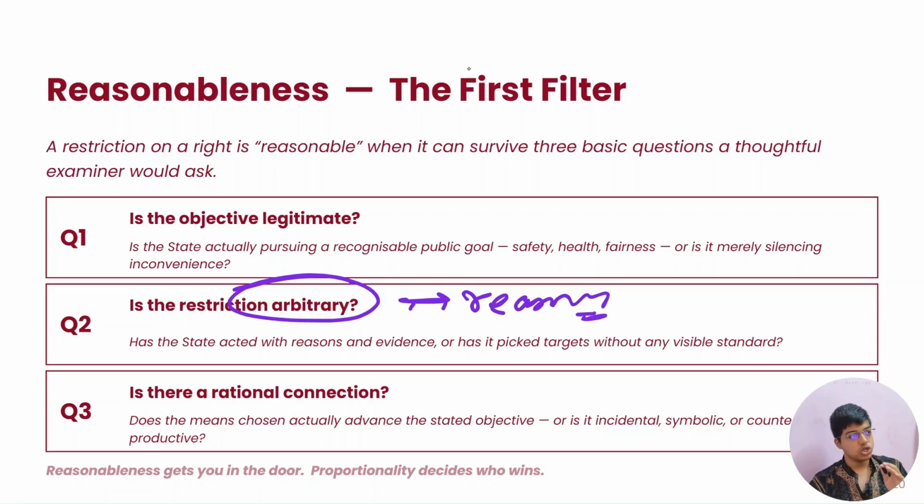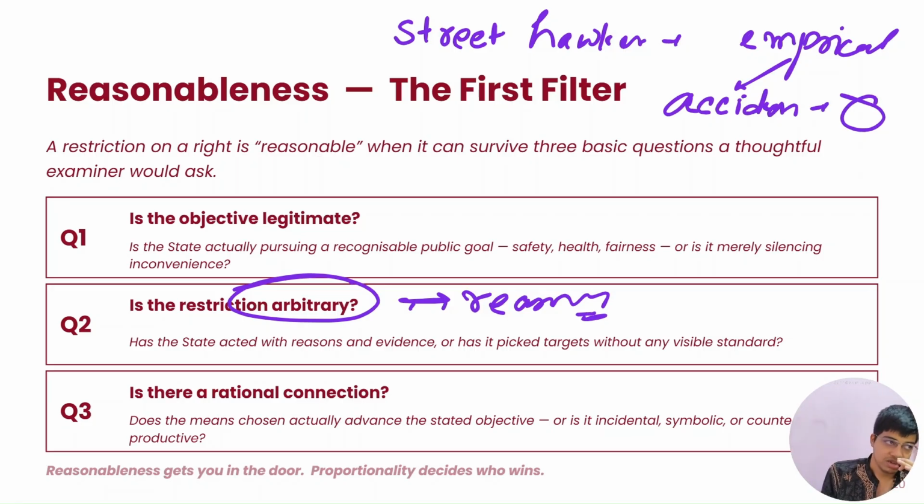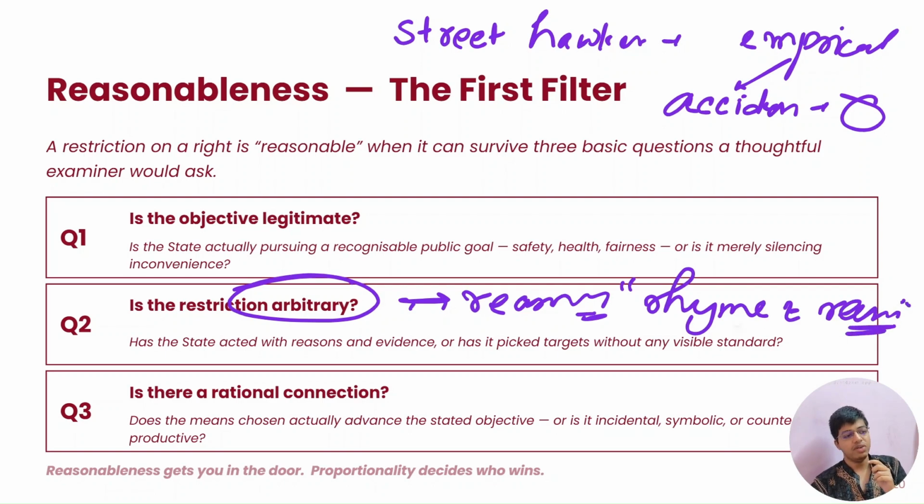Let us go back to the street hawker question that we had. Street hawker question में, you can ask whether the state had any empirical evidence to show that जो accidents हो रहे हैं, it is due to the presence of street hawkers. Was there any past incident that an accident happened because of street hawking? Anything. If the state does not have a rhyme and reason, please use these terms, rhyme and reason, अगर state के पास नहीं है, then the action becomes arbitrary. And when something is arbitrary, that cannot be used to restrict a fundamental right.